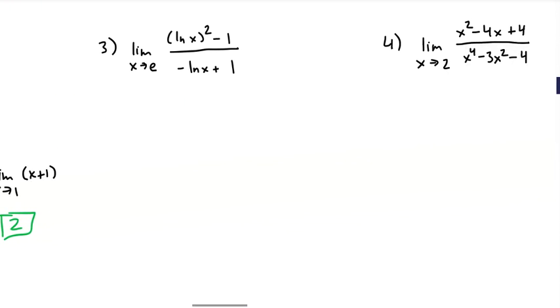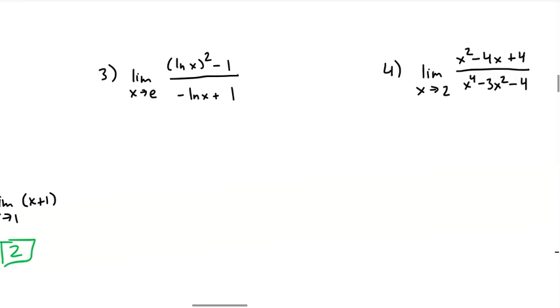This example seems a little bit more intimidating because there's natural log in there and e, but it's really the same process. So first, again, we're going to plug in e and see what we get when we do a direct substitution. So we're going to have ln of e squared minus 1 all over negative ln of e plus 1. Natural log of e is just 1 because e to the first power is e. So we're just going to have 1 squared minus 1 all over negative 1 plus 1, which is 0 over 0, that indeterminate form.